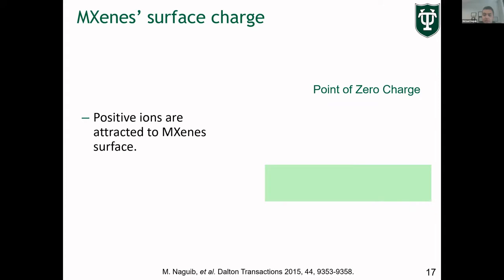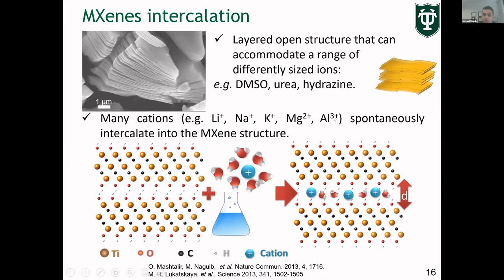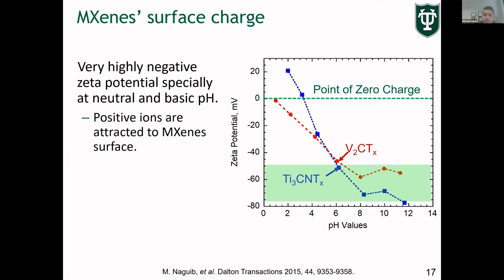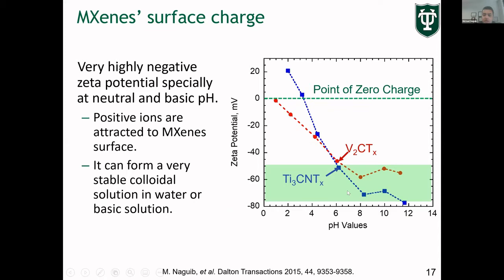As I mentioned in the previous slide, I mentioned cations. I didn't mention anions there because this is what we found experimentally. When you put MXene in, let's say, magnesium sulfate and you do EDS, you see magnesium, but you don't see sulfate. So this explains why we see this positive ion attraction to the MXene surface. The other important observation from this very highly negative zeta potential around neutral pH is that you can form a stable colloidal solution of this material in water or basic solution.